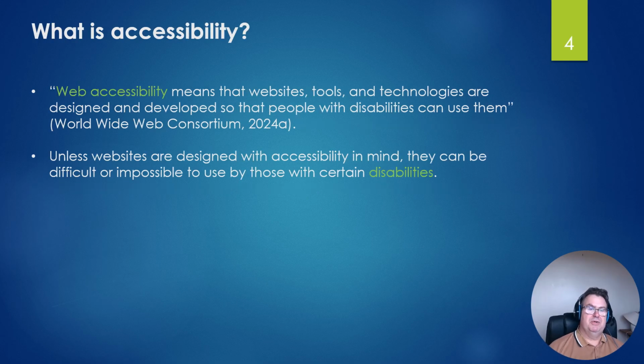So what is accessibility? Web accessibility means that websites, tools, and technologies are designed and developed so people with disabilities can use them. So we avoid excluding disabled people from websites. Unless websites are designed with accessibility in mind, they can be difficult or impossible to use by people with certain disabilities.